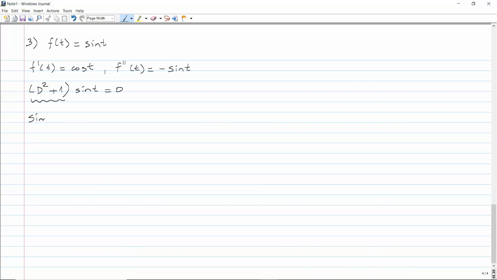Similarly, (D squared plus 1) of cosine t is also 0. The annihilator of cosine t is also D squared plus 1.